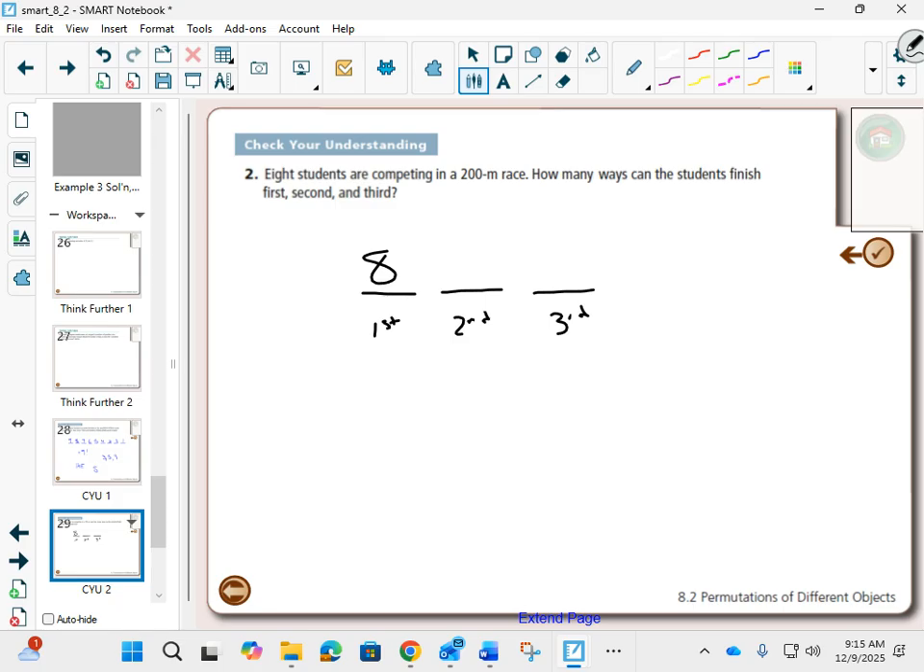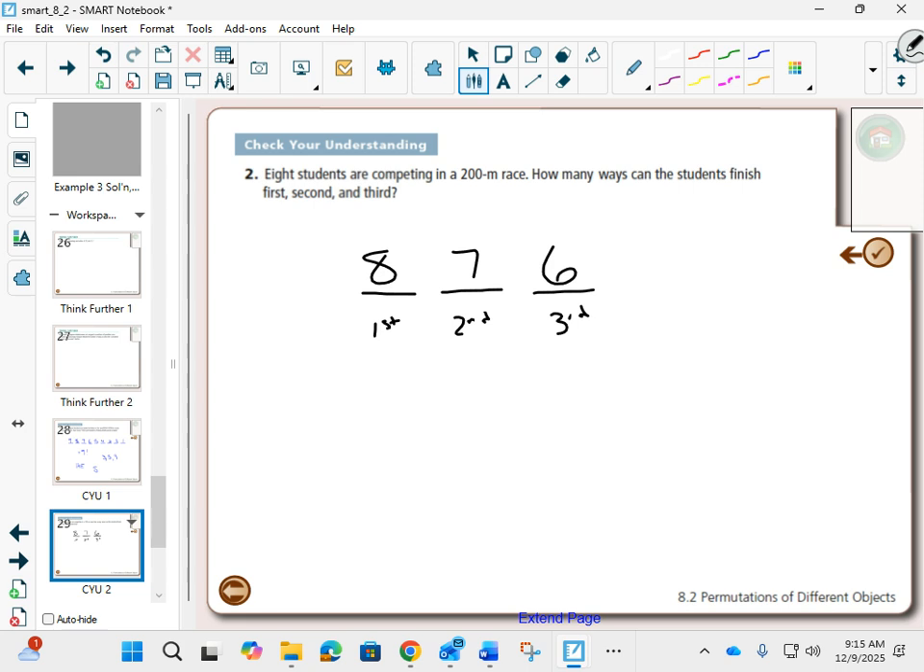Can the same person come in second? No. Well, I mean, you could probably create some sort of thing where they run all the way around the 400-meter track and pass everybody and still beat everyone. No. So then there would only be 7 for the second one and 6 for the third one.